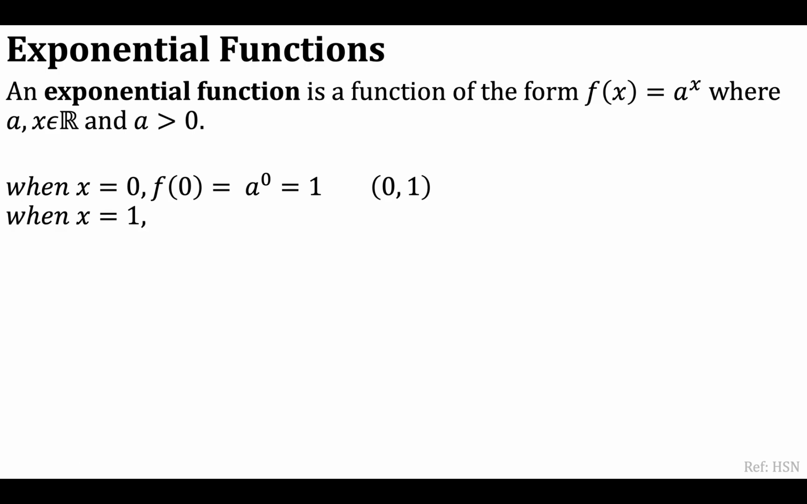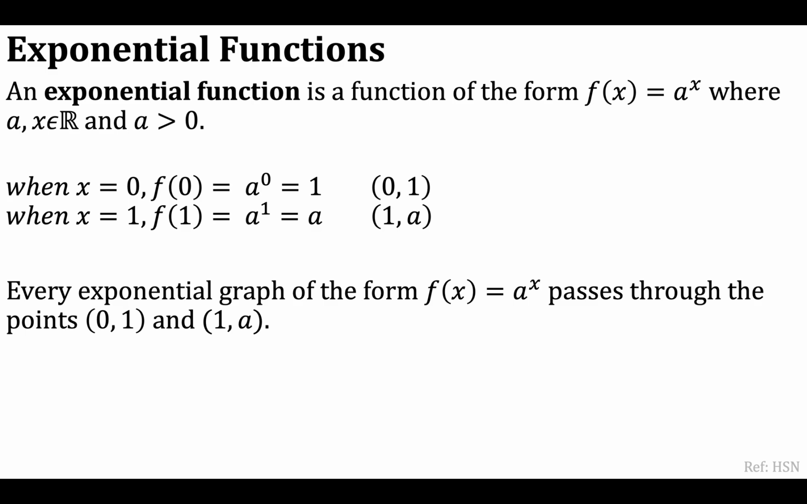Let's set x equal to 1 this time. So this time we've got f of 1 is equal to a to the power 1. And anything to the power 1 is that thing itself. So in this case it's a. So we have 1, a. And what that means is every single exponential graph of this form, okay, it's not been transformed, it's just the basic exponential graph, passes through these points 0, 1 and 1, a.